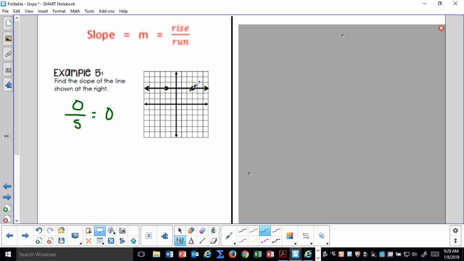We could have started with the other point. Again, our rise is 0. But in this case, we went to the left 5. So it's 0 divided by negative 5. 0 divided by negative 5 is still 0. So the slope of this line is 0. And all horizontal lines have a slope of 0.